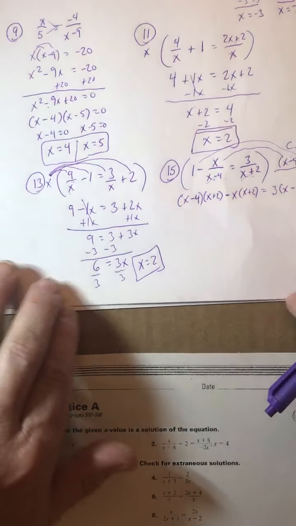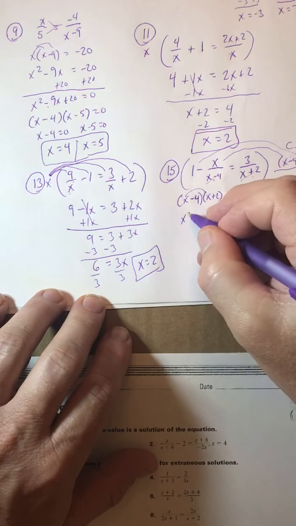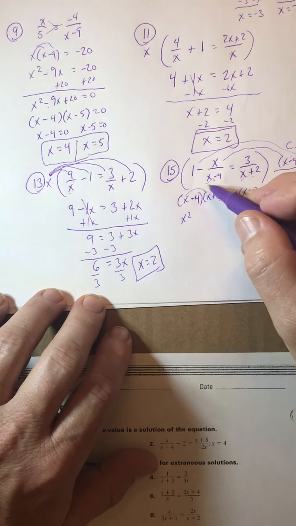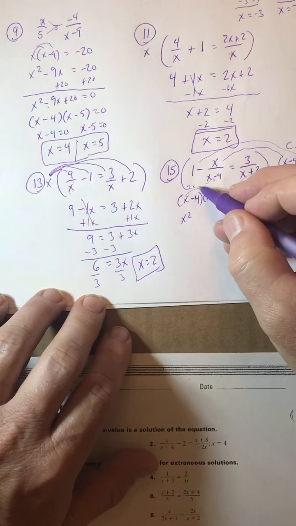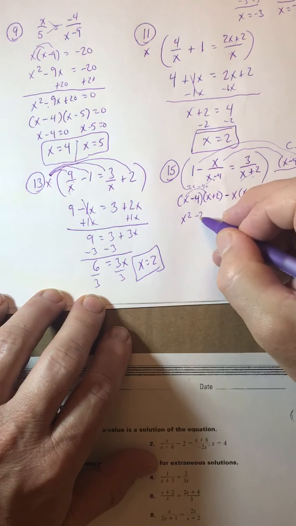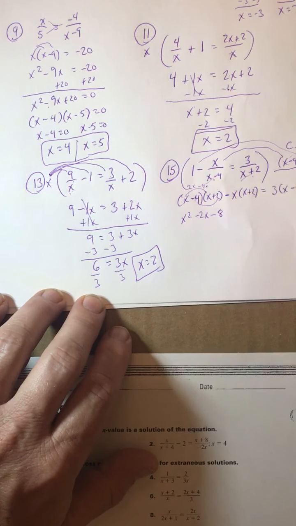All right, so this one I have to FOIL out. So I got x times x gives me x squared. And then we got x times 2 gives me 2x. And then negative 4 times x gives me a negative 4x. 2x and negative 4x give me a negative 2x. And then negative 4 times positive 2 gives me a negative 8.